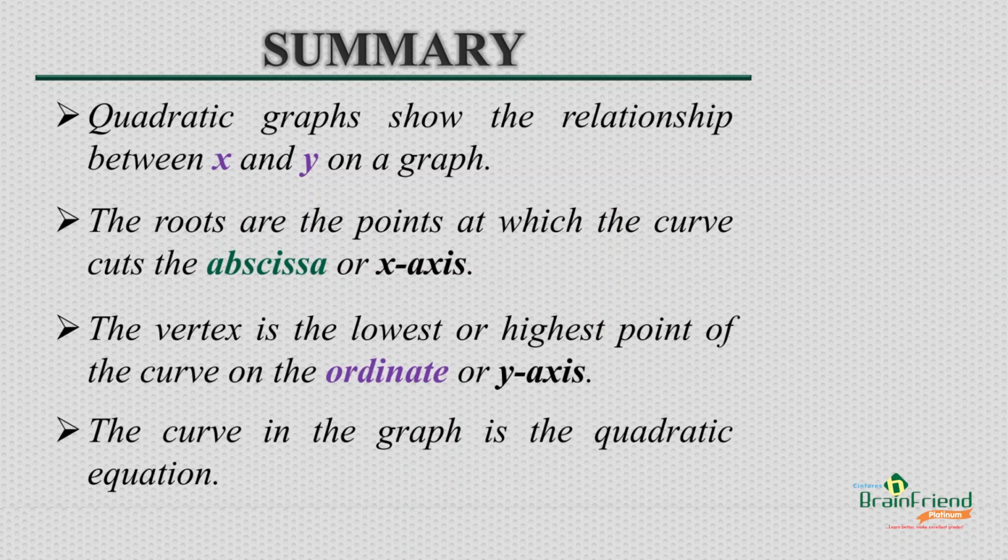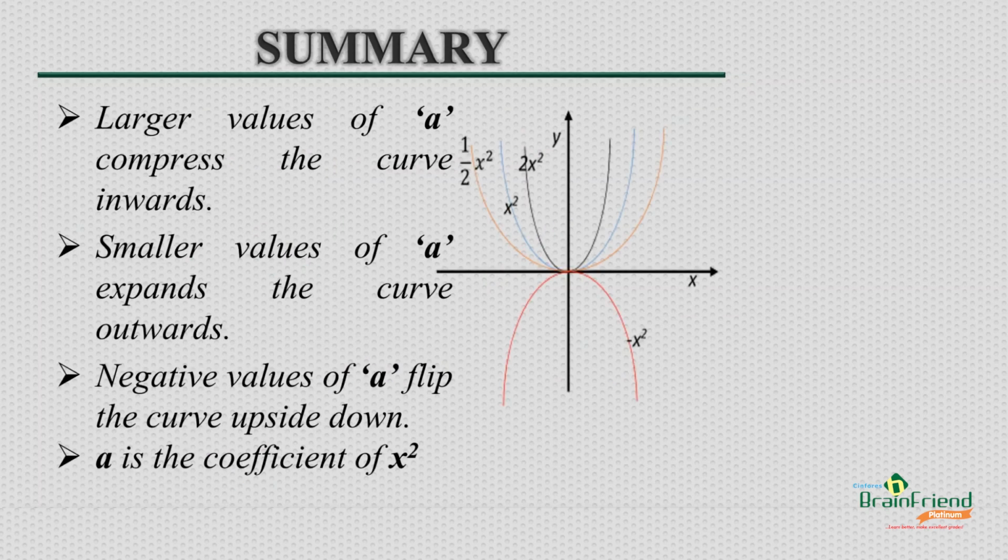Having solved that example, let's now summarize the things we've learned so far. First, we learned that quadratic graphs show the relationship between x and y on a graph. Also, we learned that the roots are the points at which the curve cuts the abscissa or x-axis. Next, we learned that the vertex is the lowest or the highest point of the curve on the ordinate or y-axis. Furthermore, we learned that the curve in the graph is a quadratic equation. Going on, we learned that larger values of a compress the curve inwards. Smaller values of a expand the curve outwards. And negative values of a flip the curve upside down. In all this, a is always the coefficient of x squared.